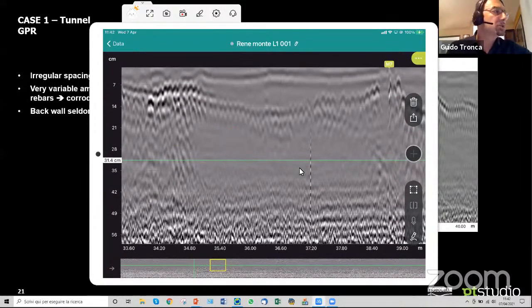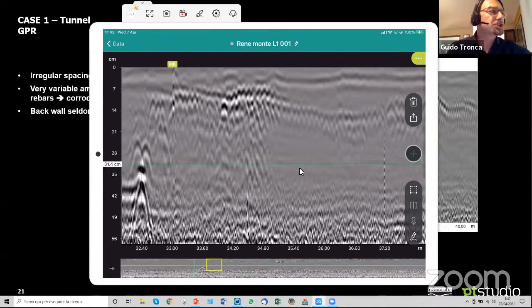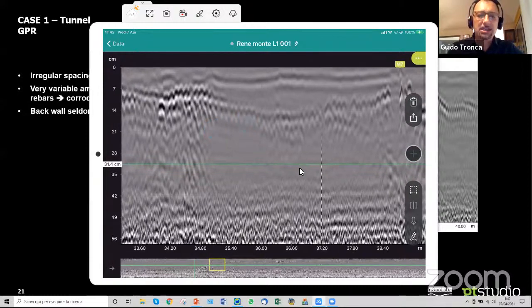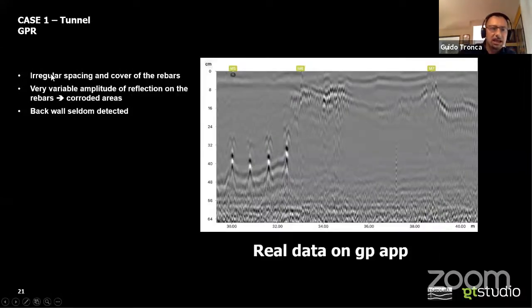I can also notice that, hey, why are some areas very sharp in terms of reflection, while some others are very shady? That is another piece of information. So just to make it short, basically we ended up, by assessing very irregular structural details, with very variable amplitudes of reflection, hinting at different corrosion levels ongoing, but we weren't that happy with back wall detection, the total thickness of the lining.